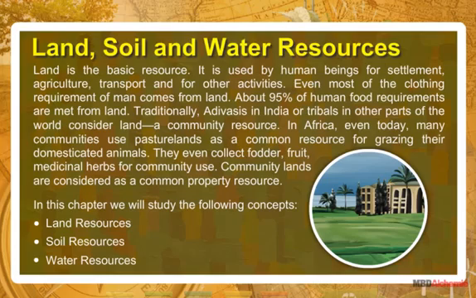Traditionally, Adivasis in India or tribals in other parts of the world consider land a community resource. In Africa, even today, many communities use pasture lands as a common resource for grazing their domesticated animals. They even collect fodder, fruit, and medicinal herbs for community use. Community lands are considered as a common property resource. In this chapter, we will study the following concepts: land resources, soil resources, water resources.